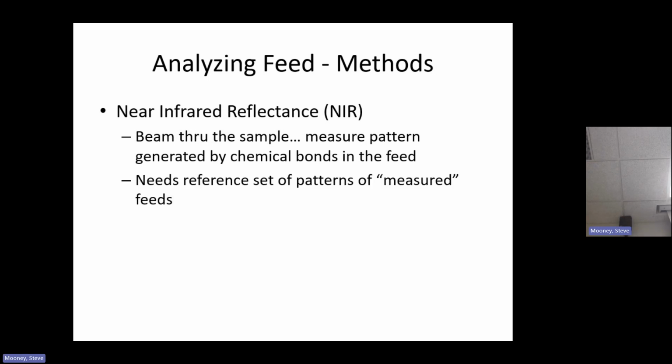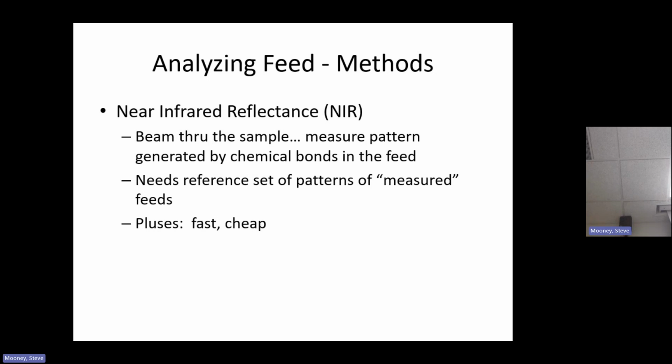So once we look at that pattern that's generated, we compare it to a standard set of feeds that has been through wet chemistry. This is what a 20% crude protein feed looks like. This is what a 15% crude protein feed looks like. This is what a 5% fat feed looks like. And it compares things. So it's only as good as its reference set.